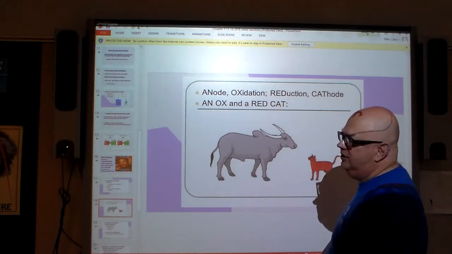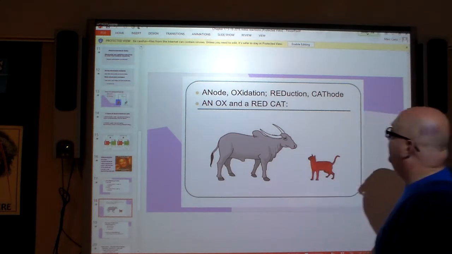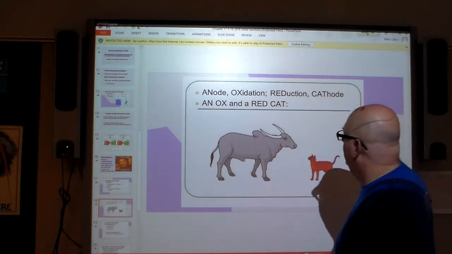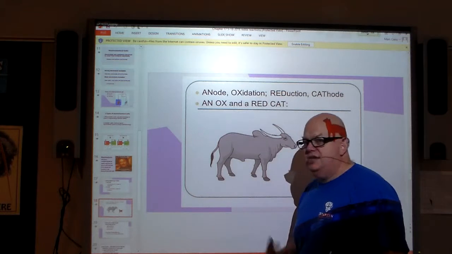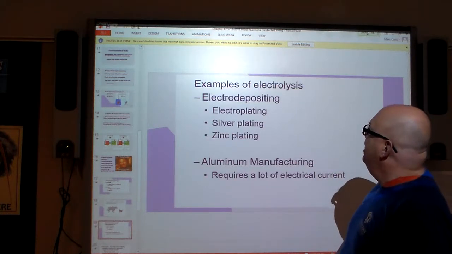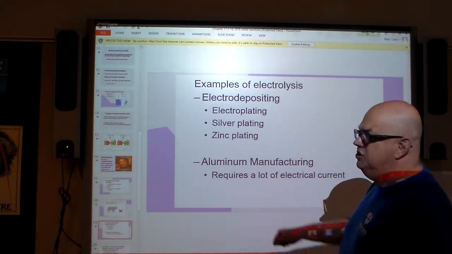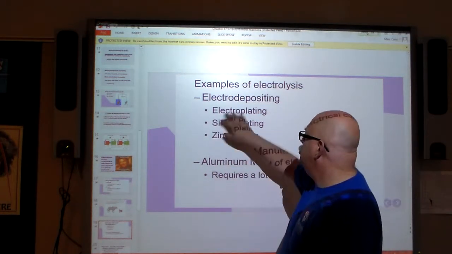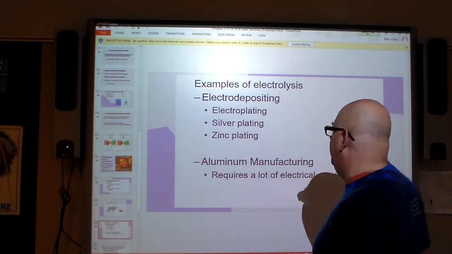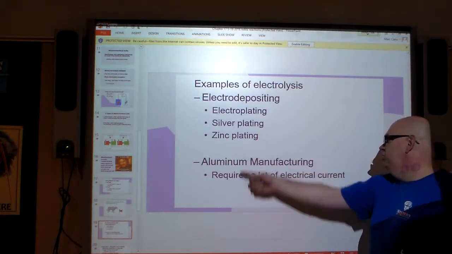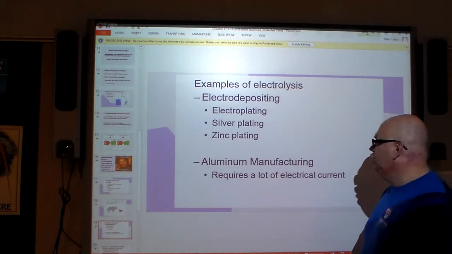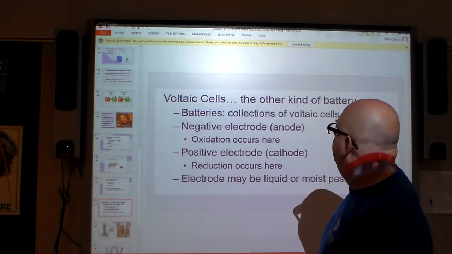At the anode, you have oxidation, an ox. Red is reduction, cat is at the cathode. So that's why you have red cat and an ox, and that's a nice way to remember that. Examples of electrolysis where we are running electricity to make the system work: electroplating, silver plating, zinc plating. If we do aluminum manufacturing, it does require a lot of electrical current to make things happen.